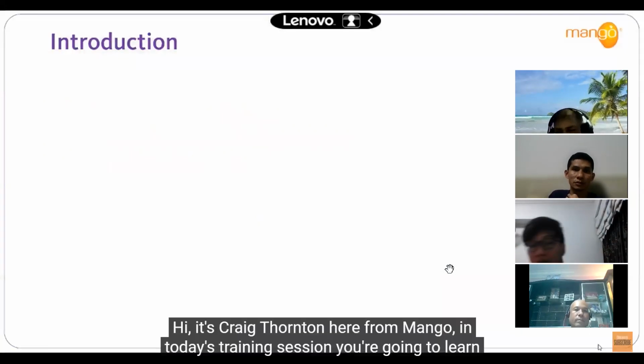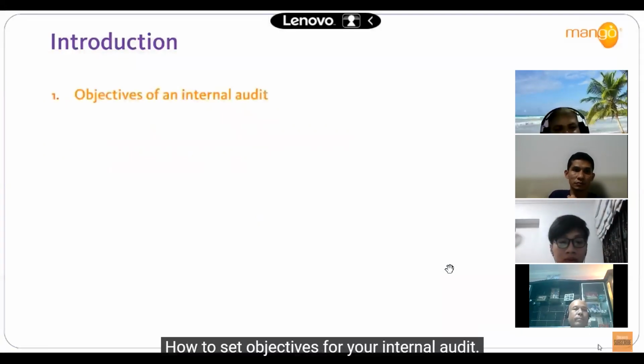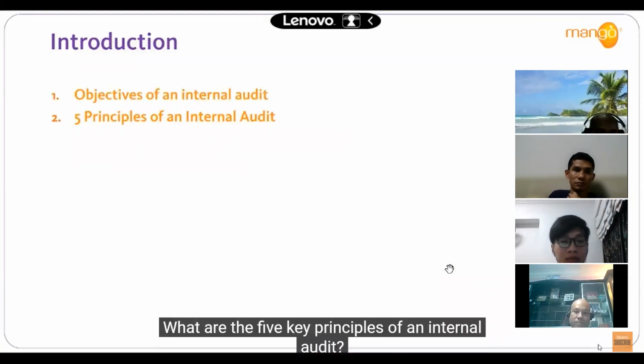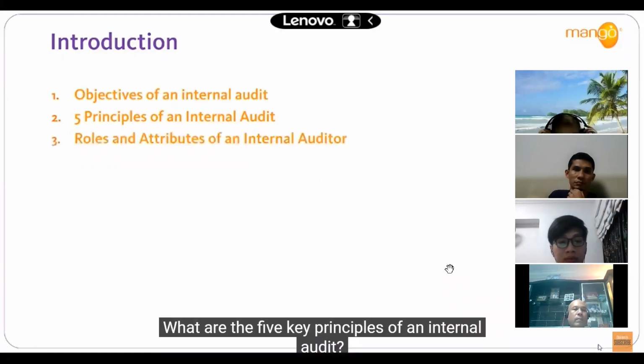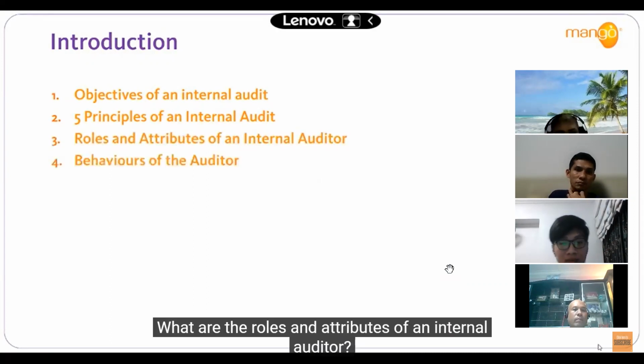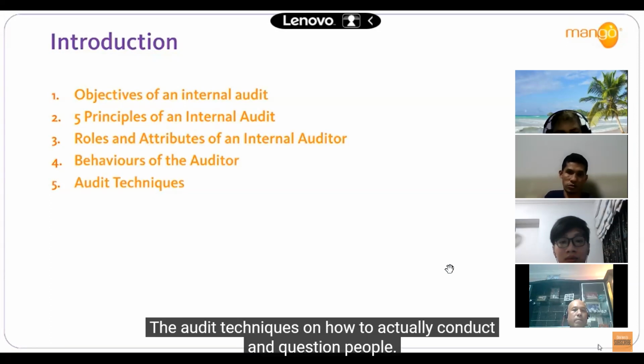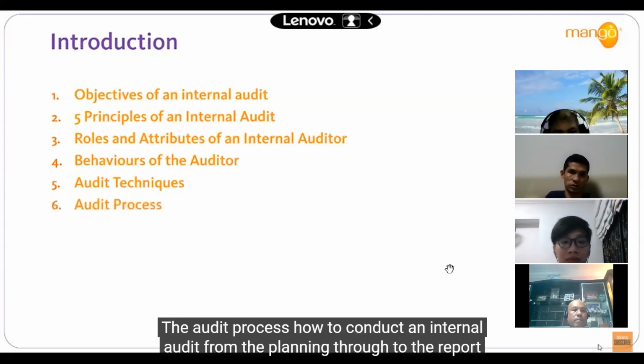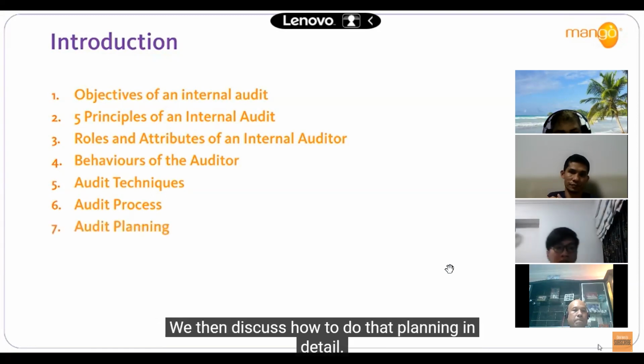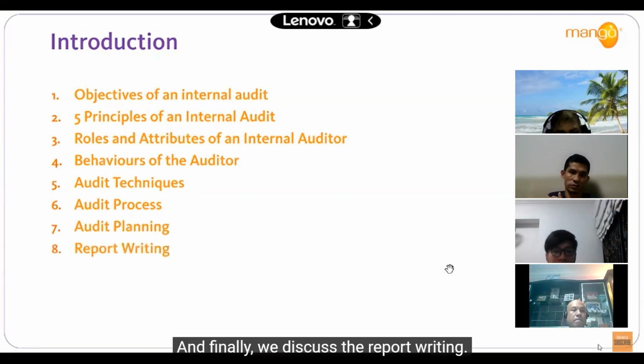In today's training session, you're going to learn how to set objectives for your internal audit. What are the 5 key principles of an internal audit? What are the roles and attributes of an internal auditor? What sort of behaviors should an internal auditor present? The audit techniques on how to actually conduct and question people. The audit process, how to conduct an internal audit from the planning through to the report writing. We then discuss how to do that planning in detail, and finally we discuss the report writing.